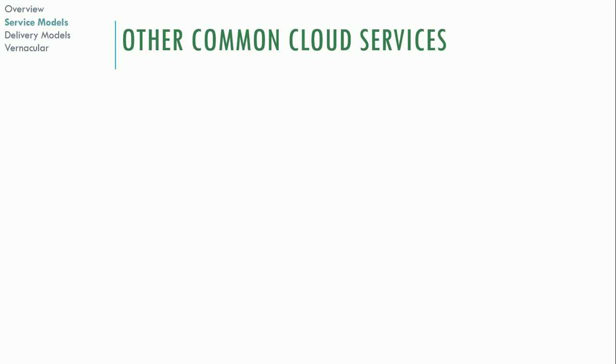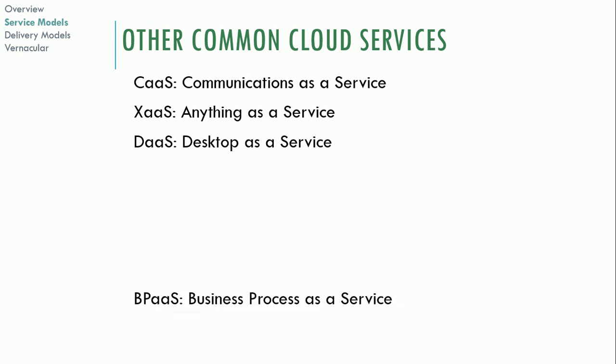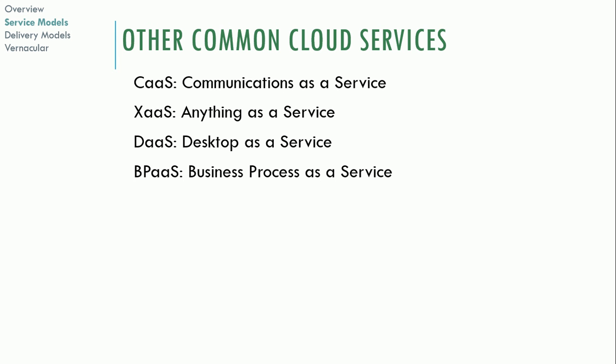There are other service models that are available. I think one of the readings that I gave you in Blackboard talks about some of these. There's CAAS, which is communications as a service. You have XAAS, which is anything as a service. Desktop as a service. Business process as a service, which would be things like SAP and so forth. So lots of other different options that you could have as far as cloud service models.